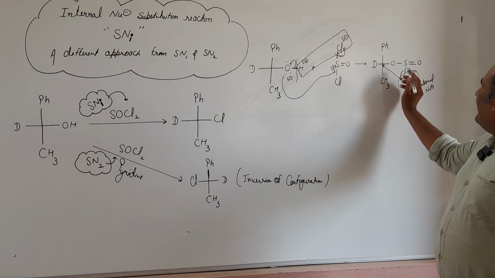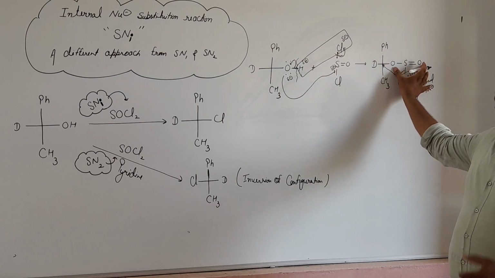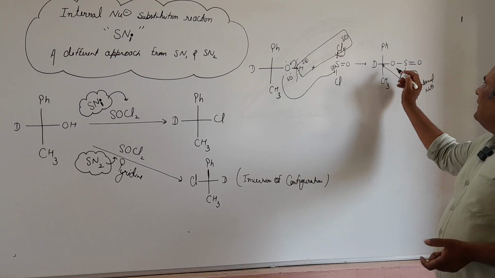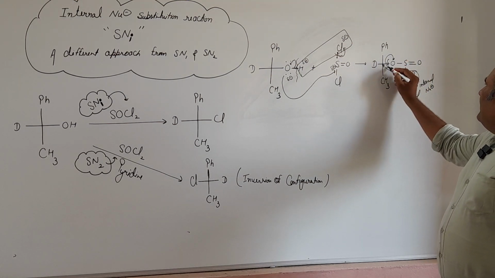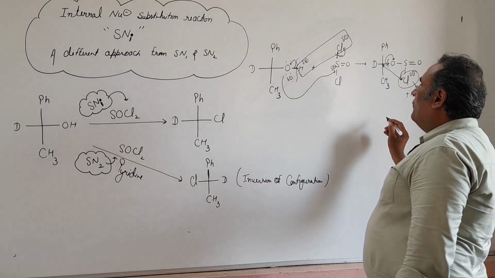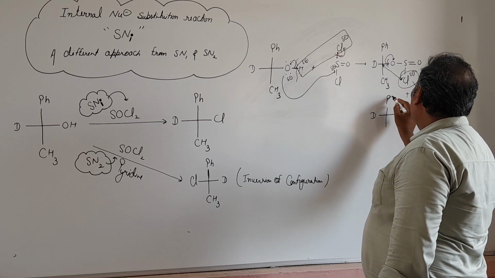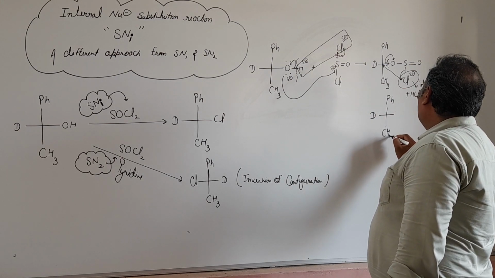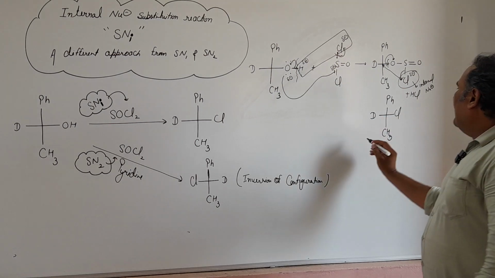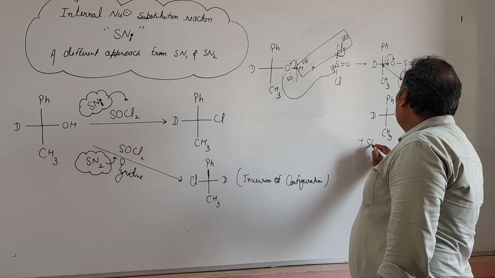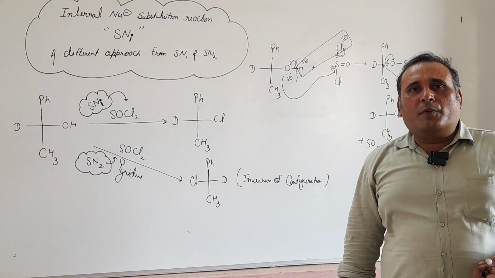Because it is attacking the carbon atom from the same side where OSO2 is attached, from where the leaving group is attached, that's why there is retention of configuration. And our product is like that, Cl plus SO2. That is our product. And why is there retention of configuration?